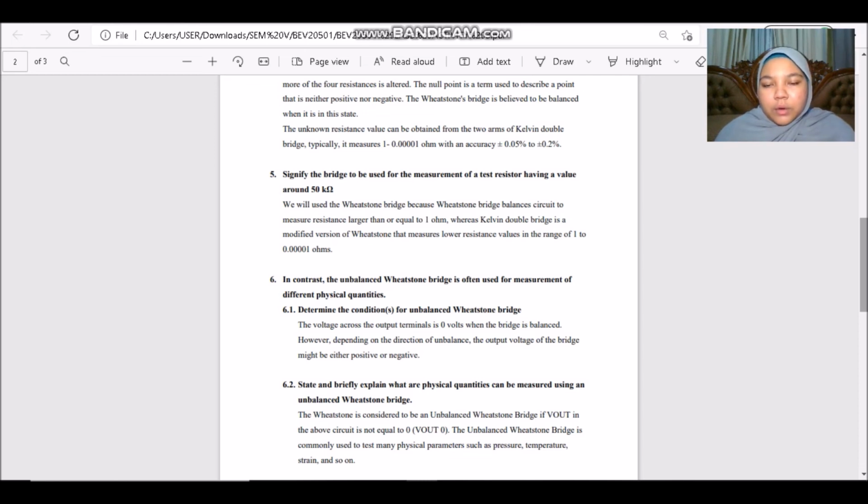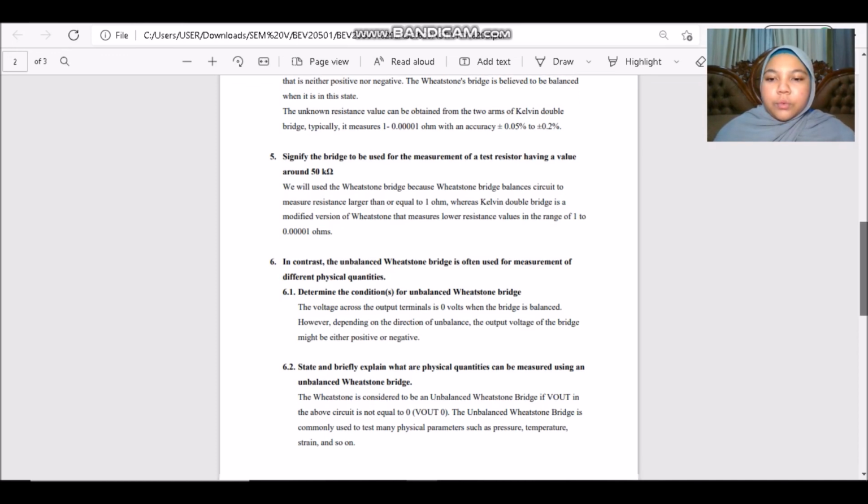For question number 6, in contrast, the unbalanced Wheatstone bridge is often used for the measurement of different physical quantities. Determine the condition for an unbalanced Wheatstone bridge. The voltage across the output terminal is 0 volt when the bridge is balanced. However, depending on the direction of unbalance, the output voltage of the bridge might be either positive or negative.